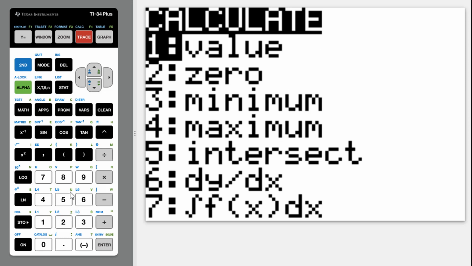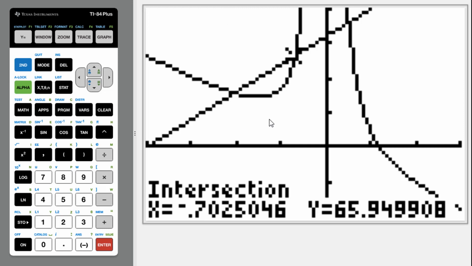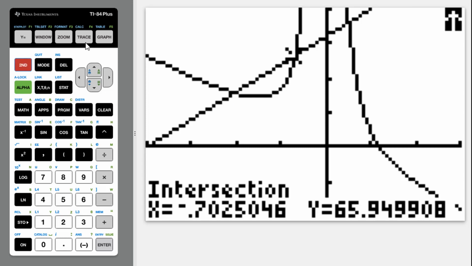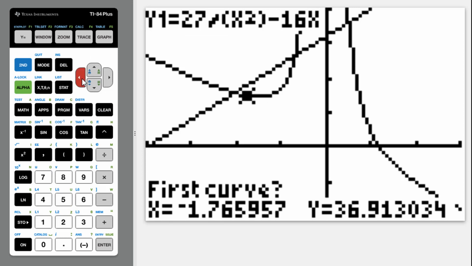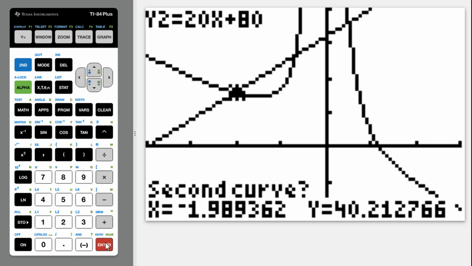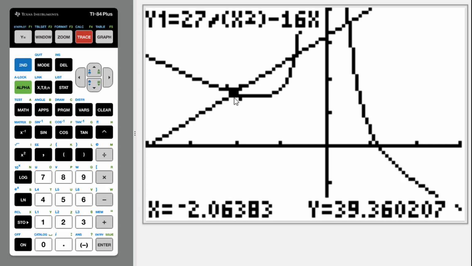Second trace. Go to 5. Enter, enter, enter. You will get negative 0.703. Let's go to this one. So second trace. Go to 5. You can move the arrow close to this intersection. Then enter, enter, enter. They give you negative 2.04. We know the third intersection is this one.